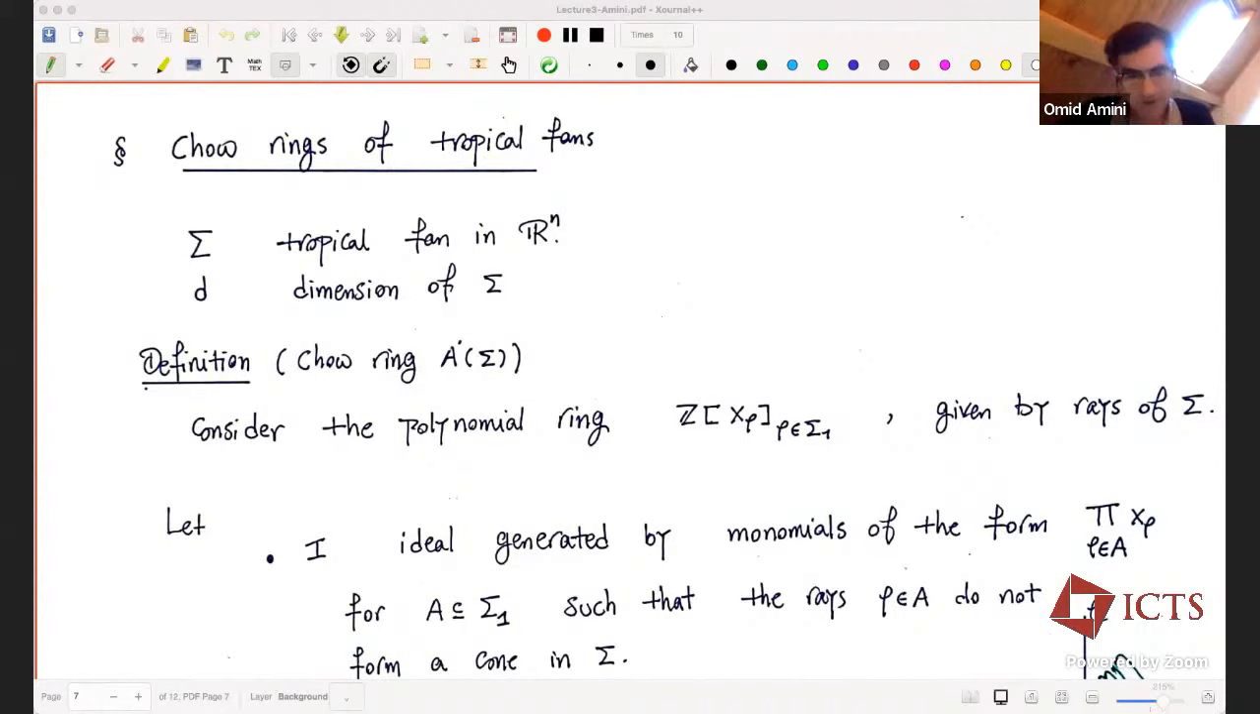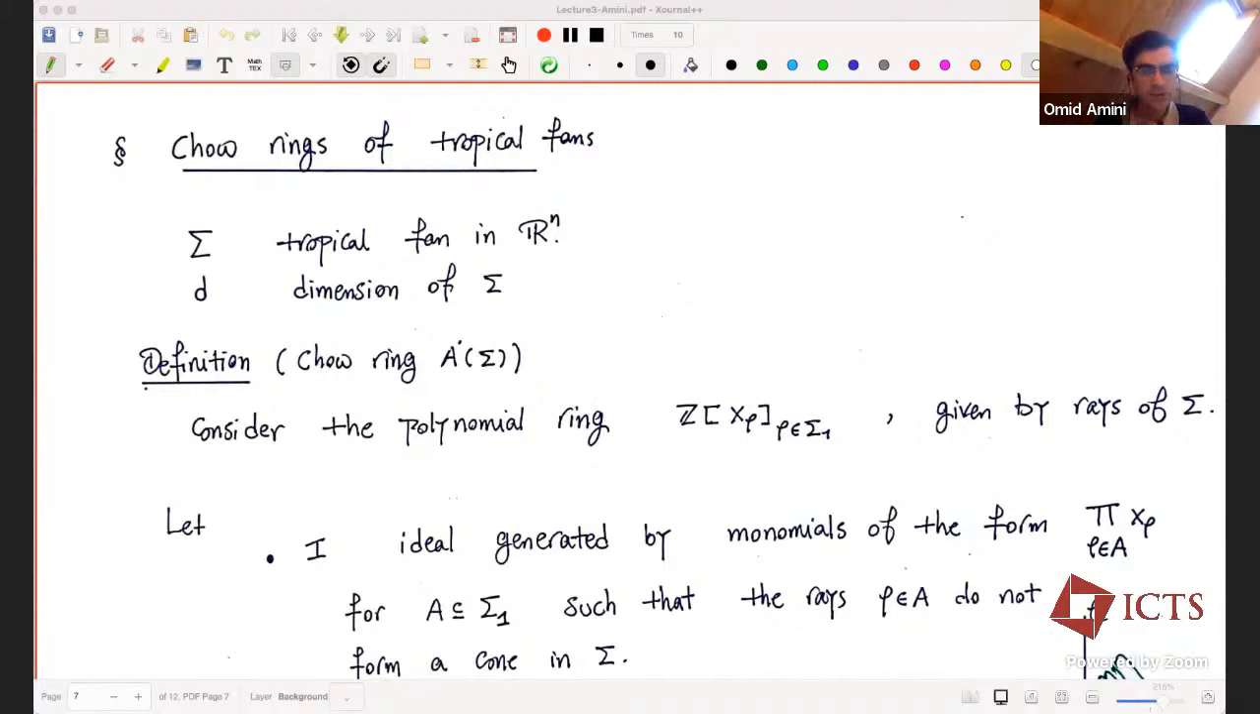I will continue with the lecture. Can I start, Madhusudan? Yes, hello, can you hear me? Yes, we can hear you. Yeah, very clearly. Yes, please get started.